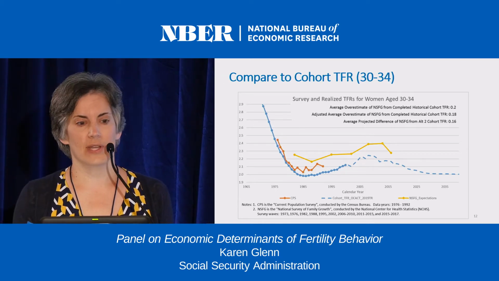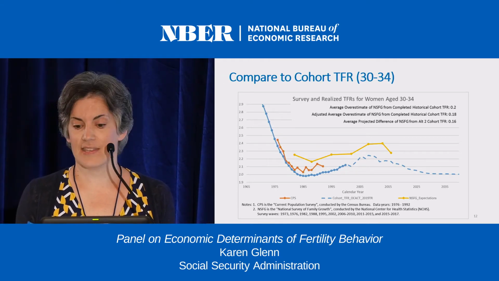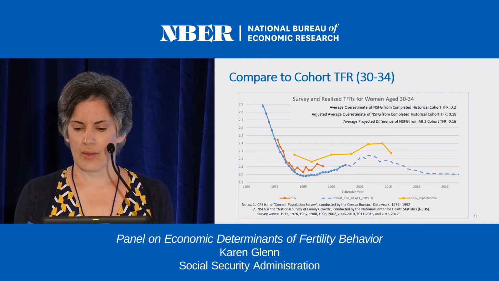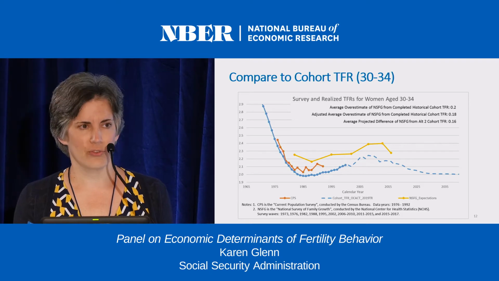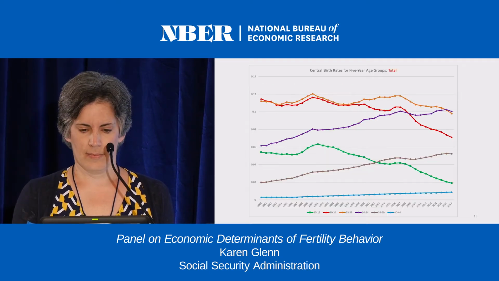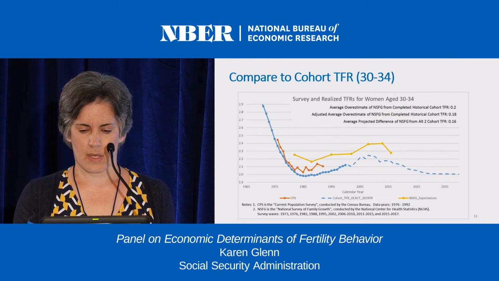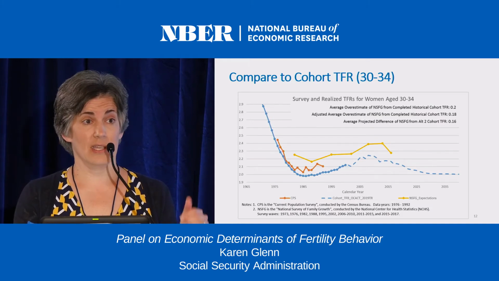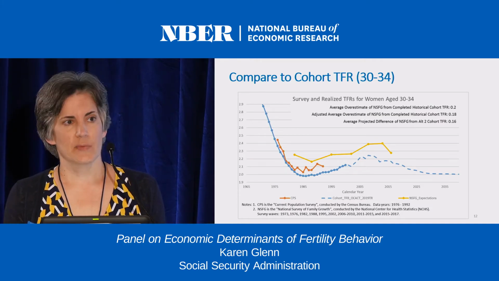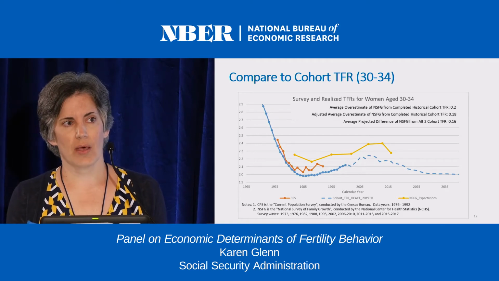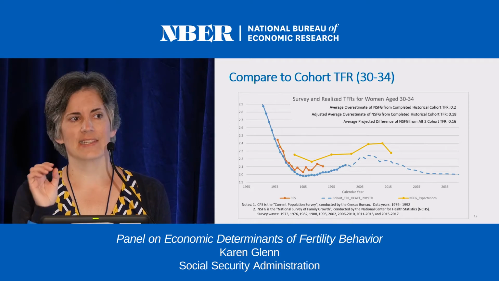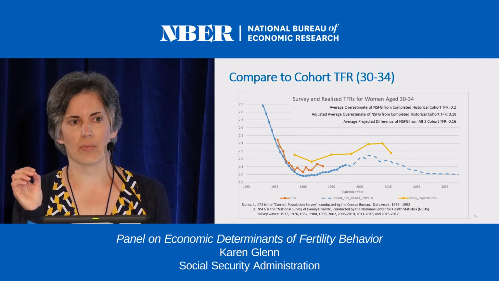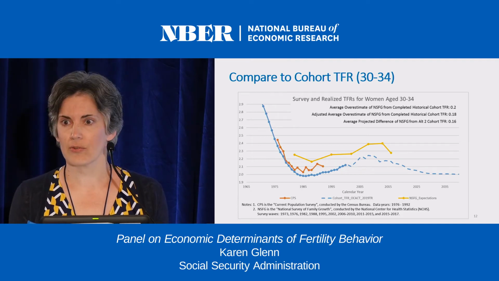Similar analysis for ages 30 to 34, basically the exact same picture, and the average overestimates are again in the 0.2 range here. So bottom line on these is really expectations don't do a great job of predicting the level, but they are consistently a little bit high over time. So they are a good predictor as long as you make that adjustment for the difference.